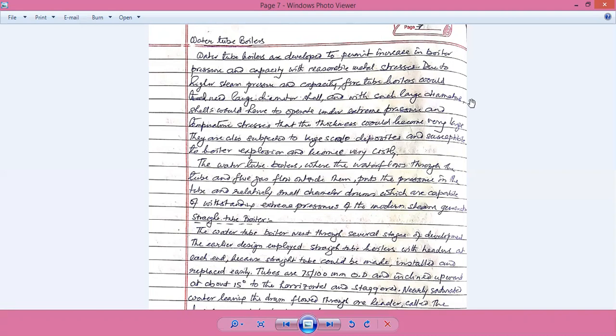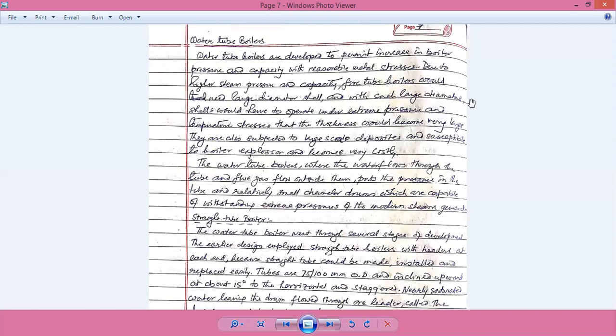Fire tube boilers generally require higher diameter shells, and with such large diameters, the shells would have to operate under extreme pressure and temperature stresses. The thickness becomes very large. They are also subject to huge scale deposit, are susceptible to boiler explosion, and become very costly. To make the drum of fire tube boilers, you need to spend a much higher amount of money.